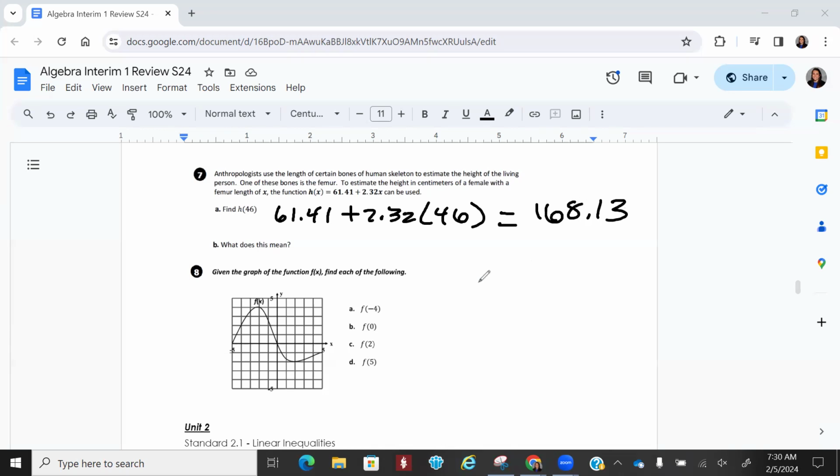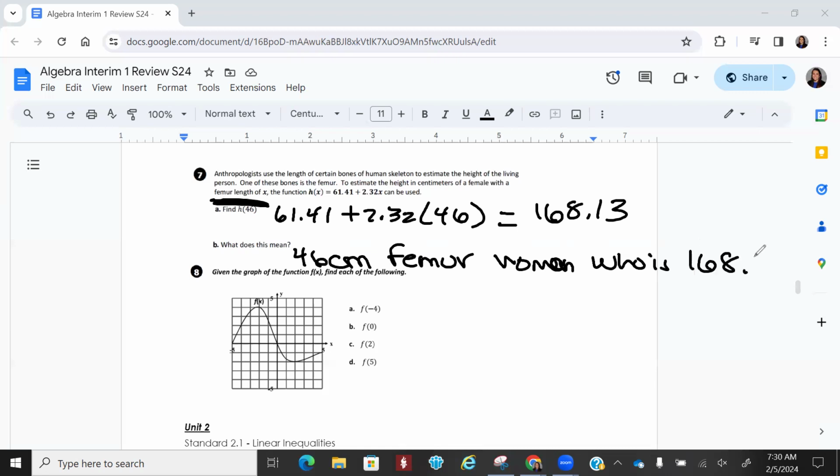So we get 160. Okay, 168.13. And so what does this mean kind of in context? Well, this means that for a femur length of 46 centimeters, there is a woman who is 168.13 centimeters tall, because the height of the female is what we're finding if we have our X value.